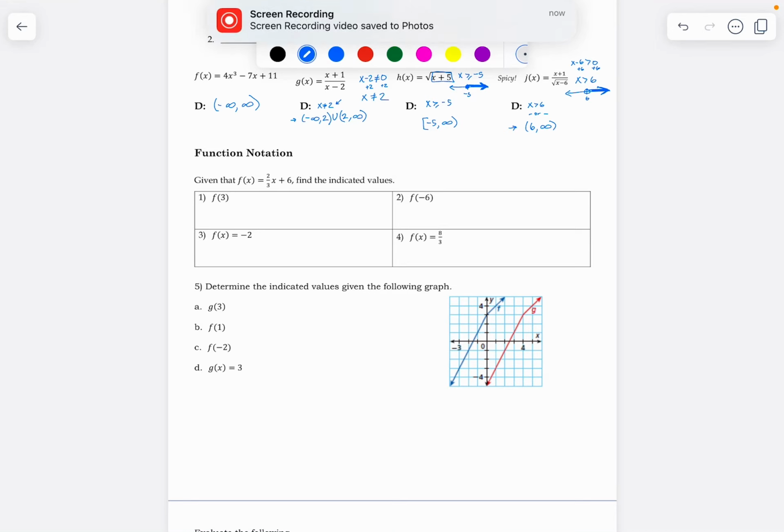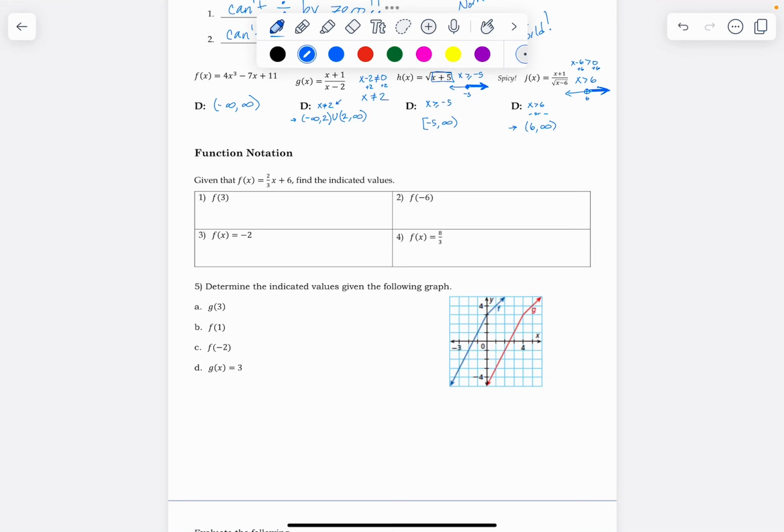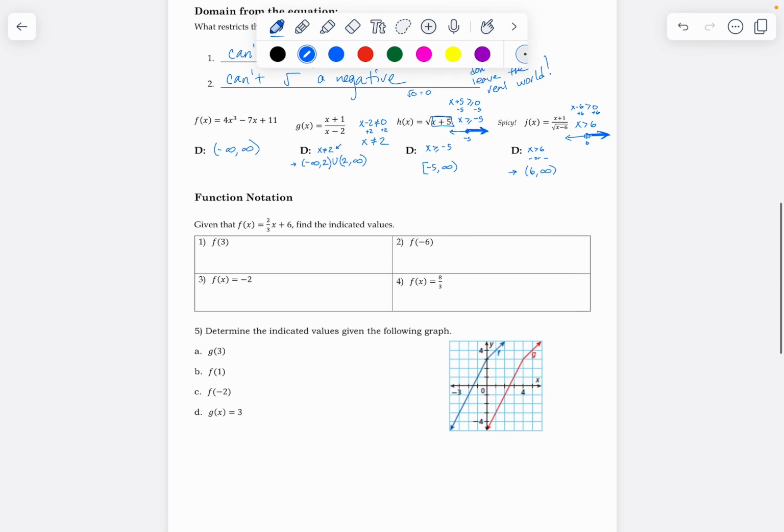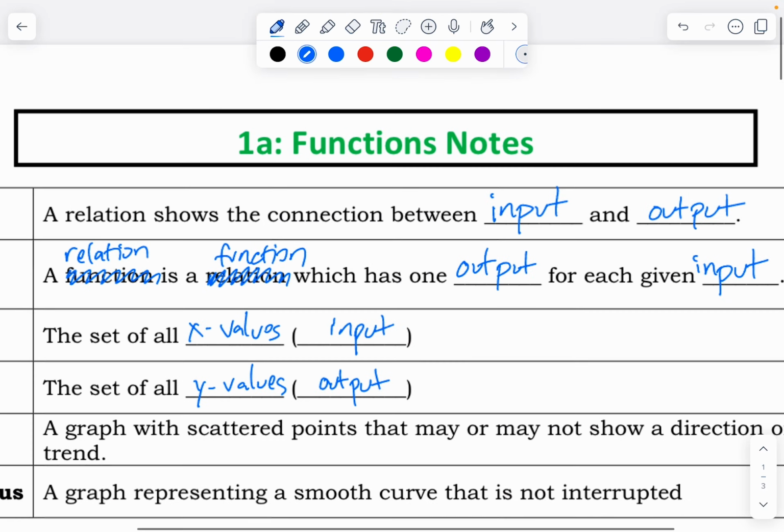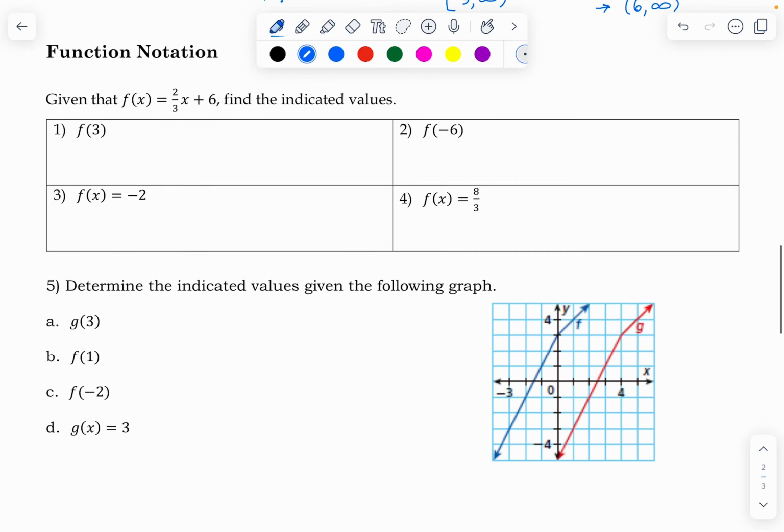Howdy PreCal. I just finished making the first video and now we are on to the second video for the very first day of notes. So this is section 1A, functions, and I have already made it a little bit of the way through it.